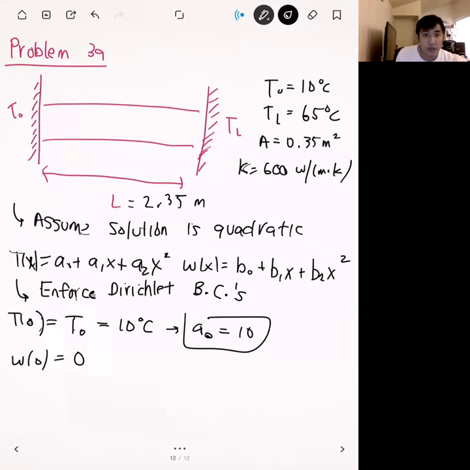And so on the flip side, for our weighting function, remember what we require is that our weighting function disappear at our Dirichlet boundary conditions, okay? And so instead of W of 0 is equal to T0, what we say is W of 0 is equal to 0. And so we plug in 0 up here, and what we simply get is that B0 is equal to 0. Okay.